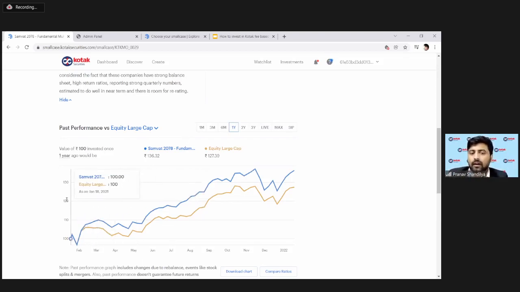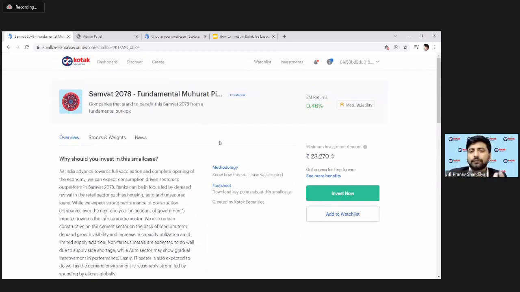So if you had invested 100 rupees as a notional investment about 1 year ago, today the capital appreciation would have happened and the total return that the user would have fetched is about 36%, which means 100 has become 136 rupees. Similarly, at the same point of time, if you had invested in the large cap index, 100 would have become 127 by now, which means that it is a 27% return if you're directly invested in the index. So this is how you can read a graph and try to figure out if the smallcase or the Kotak basket is performing well with respect to a benchmark index.